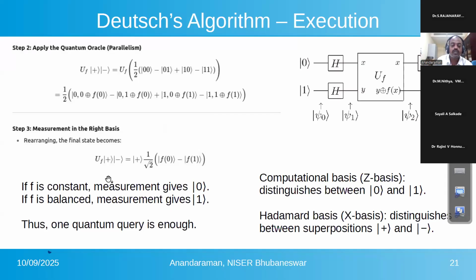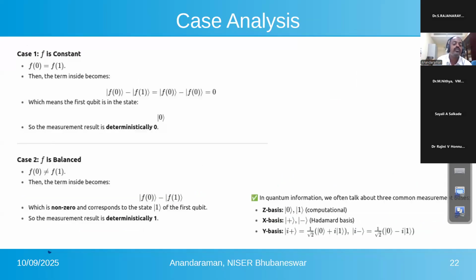Then there are two cases. If the function is constant, that is f of 0 is equal to f of 1. Another case is if it is balanced, that is f of 0 is not equal to f of 1. Based on that output, if the output is 0, you can say that the function is constant. If the output is 1, you can say the function is balanced. There are three bases: z basis 0 and 1 computational, x basis is plus and minus, Hadamard basis, and y basis is like this. But here we are not using y basis.